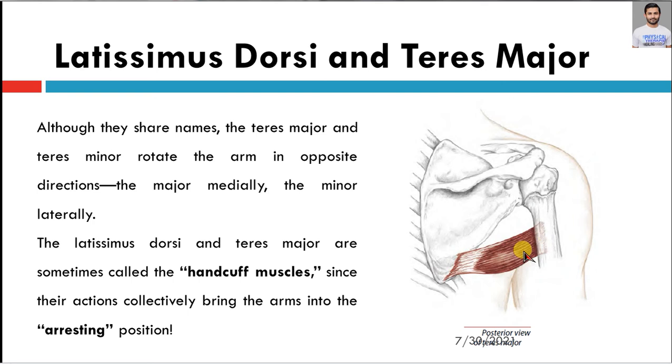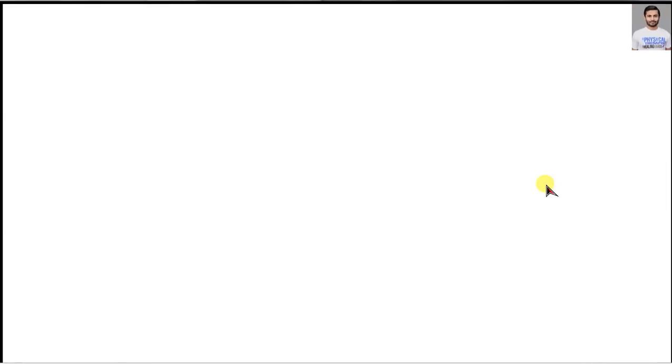This is the teres major muscle. You may ask the patient to resist shoulder extension and the movement in which the person takes the hand behind their back. This is also referred to as the handcuff muscle, because this is the very same position, hands behind the back, because of the latissimus dorsi and teres major.